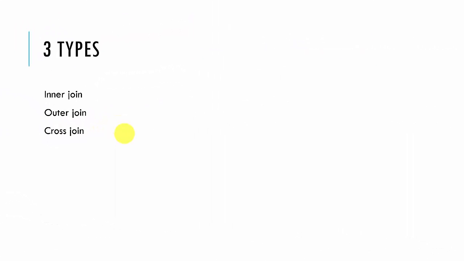All right, so there are 3 types. Mainly there are 3 types of joins. One is an inner join, next is an outer join, and third is a cross join. Let's look at them one by one.